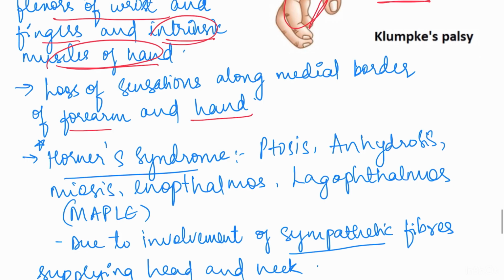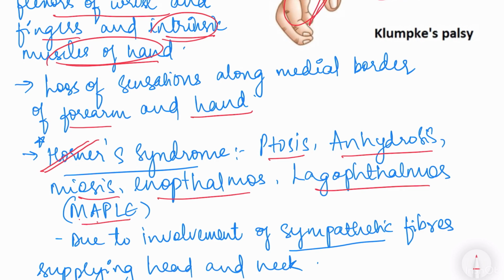And there's also an important feature, that is Horner syndrome, where we see ptosis and anhidrosis due to the involvement of sympathetic fibers supplying the head and neck, which leave the spinal cord through T1. So T1 is affected here, so there's also Horner syndrome, which is an important clinical feature in ophthalmology also. So we see miosis, anhidrosis, ptosis, lagophthalmos and enophthalmos.